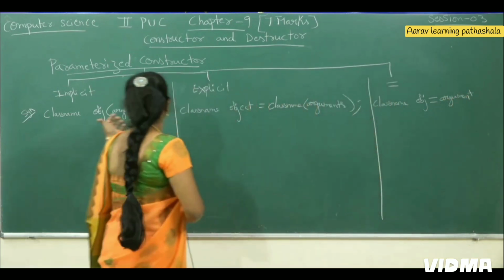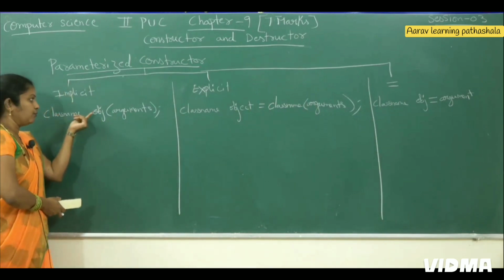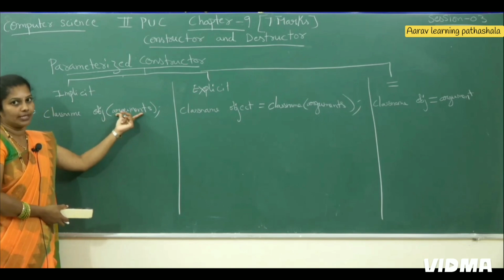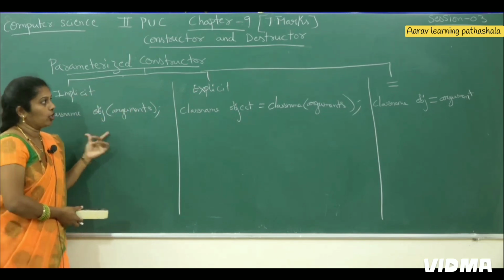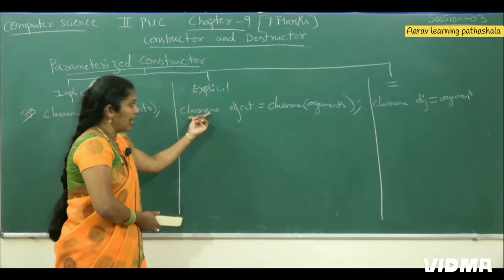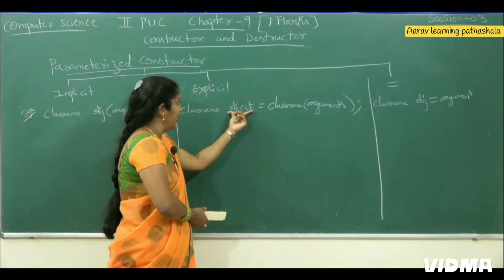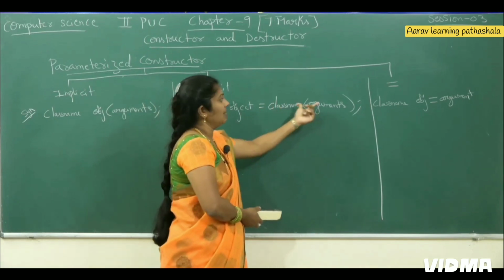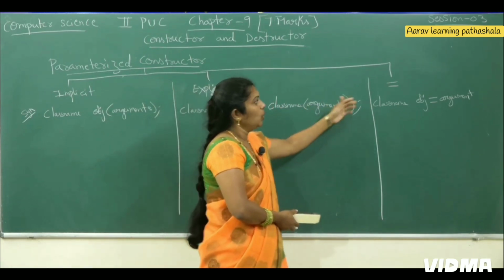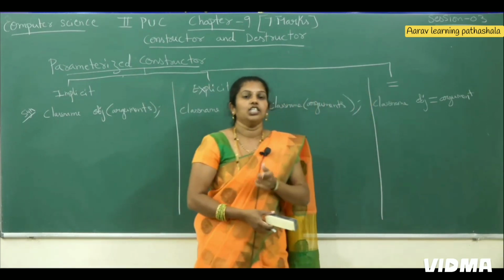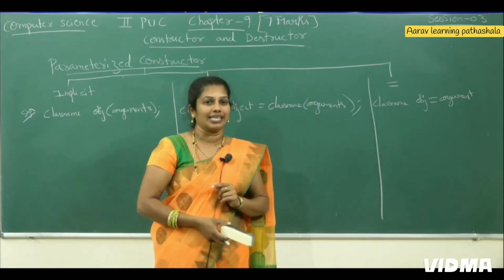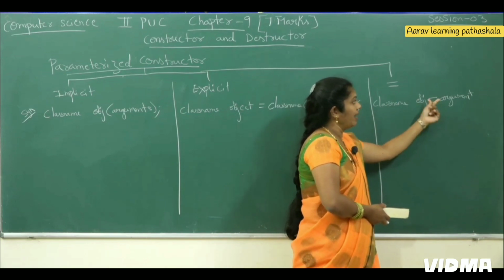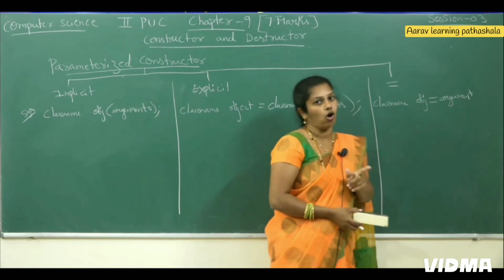In implicit call, class name is followed by object name. Inside the parenthesis only, the arguments are written. That is nothing but implicit call. Whereas in explicit call, class name, then object name, then assignment operator, once again class name, then arguments. Whereas in the third case, initialization at the time of declaration with assignment operator, class name, then object followed by assignment operator, then arguments.